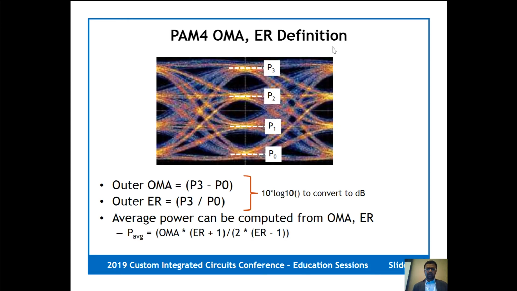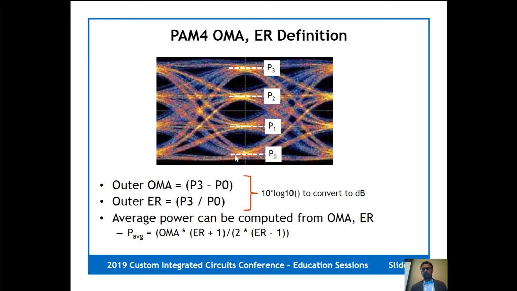So the optical modulation amplitude and extinction ratio are defined in this slide. From the PAM4 optical output, we can extract the 4 DC levels. The optical modulation amplitude is nothing but the difference between the highest and the lowest averages. It's called outer optical modulation amplitude because in the PAM4 context, these are the outer levels. Similarly, the outer extinction ratio is simply the ratio of the highest level to the lowest level. Both of them are usually expressed in dB.